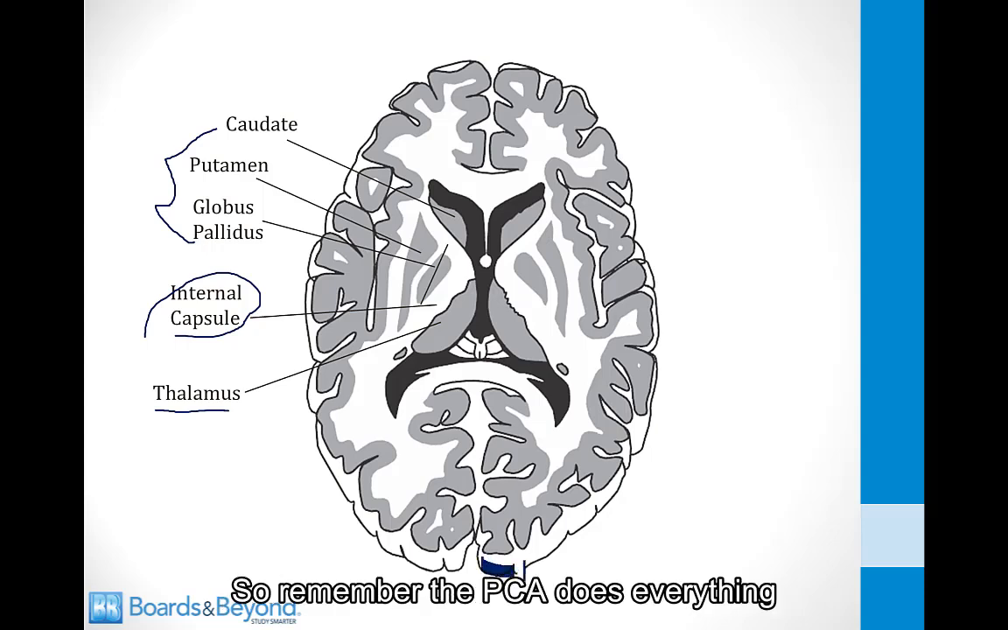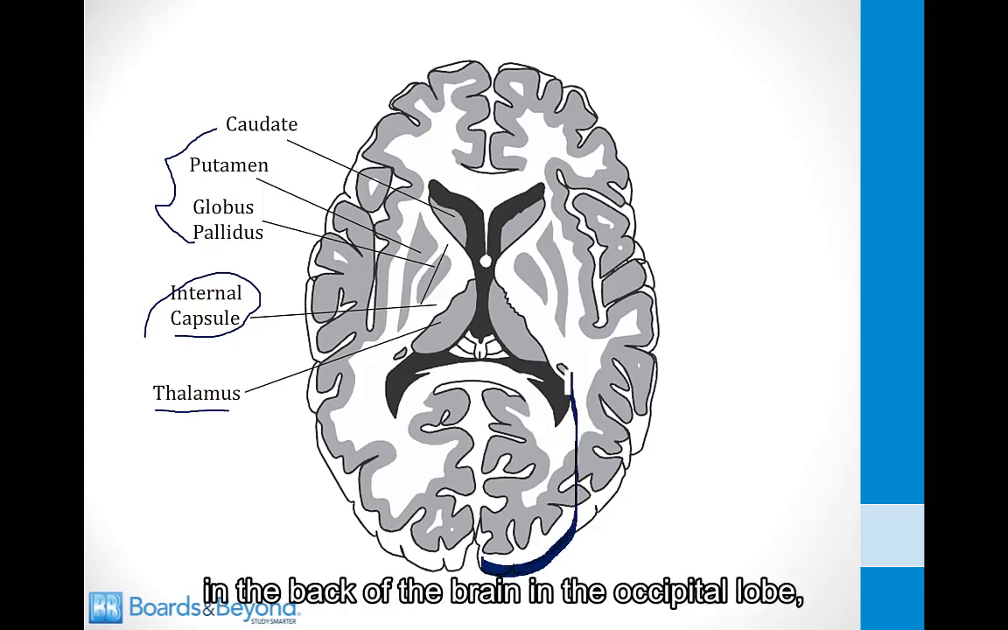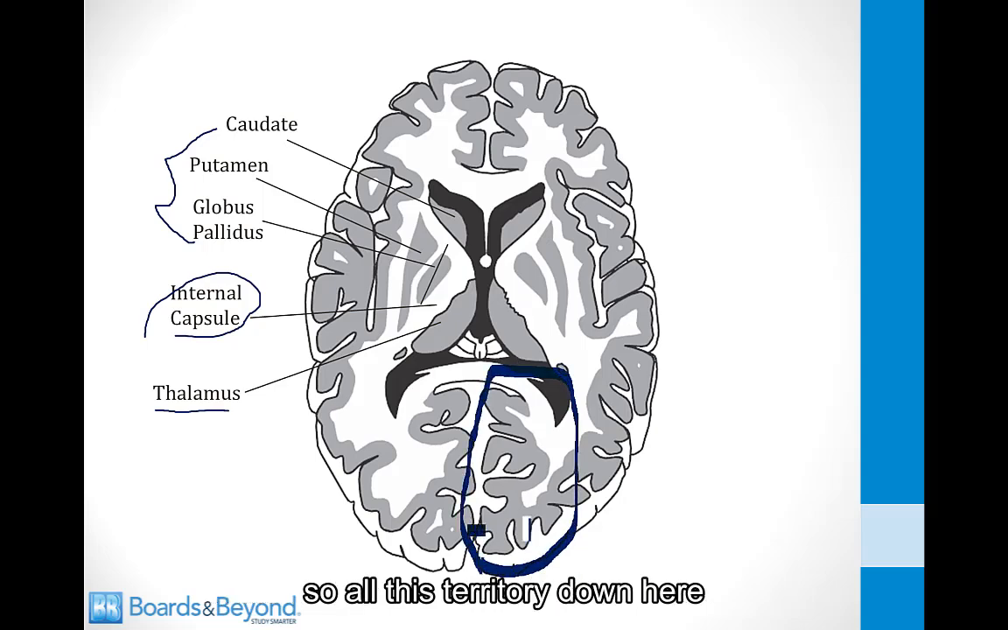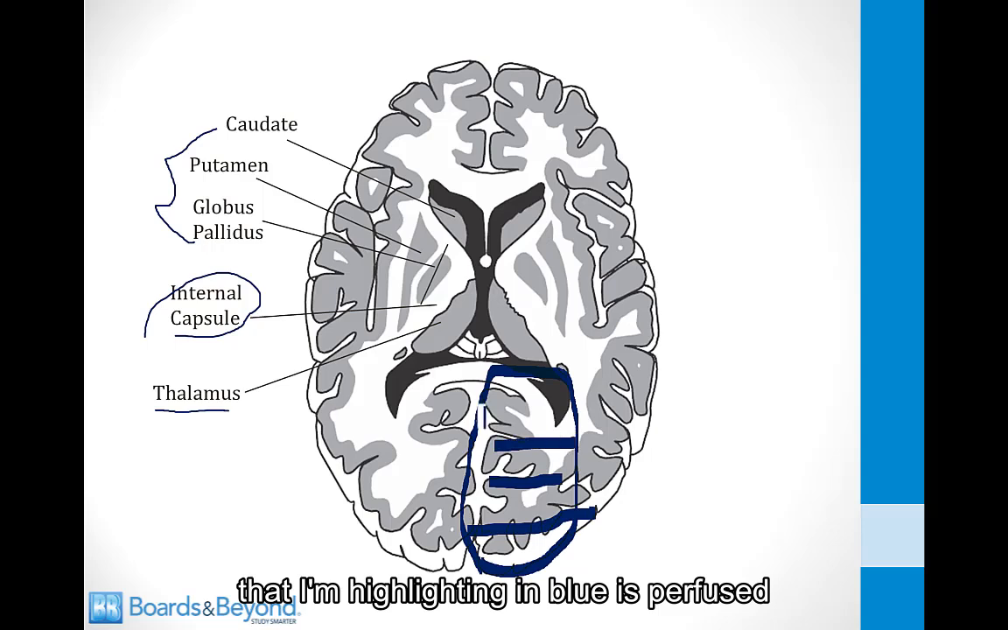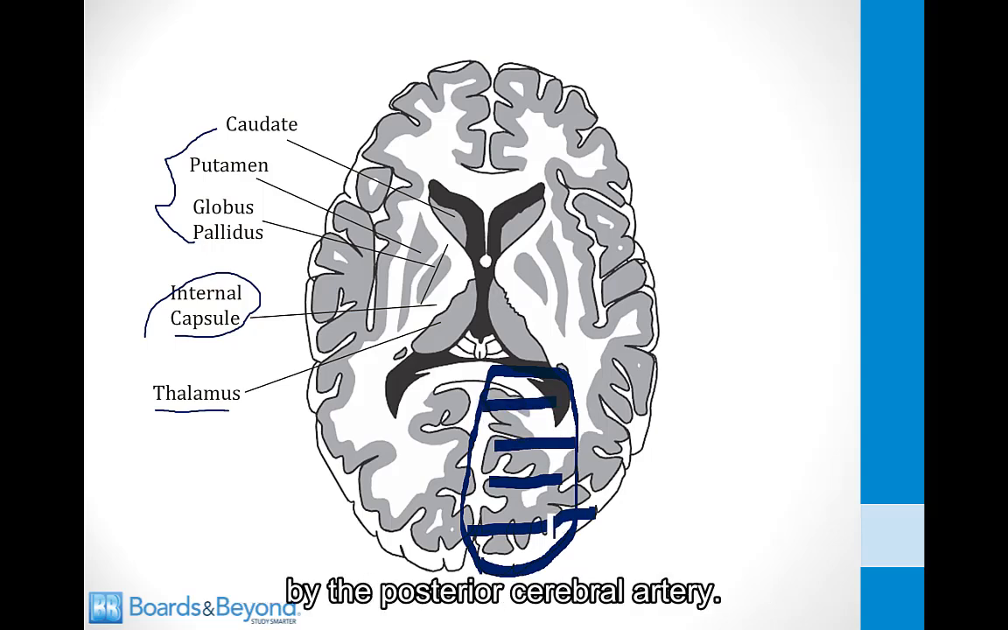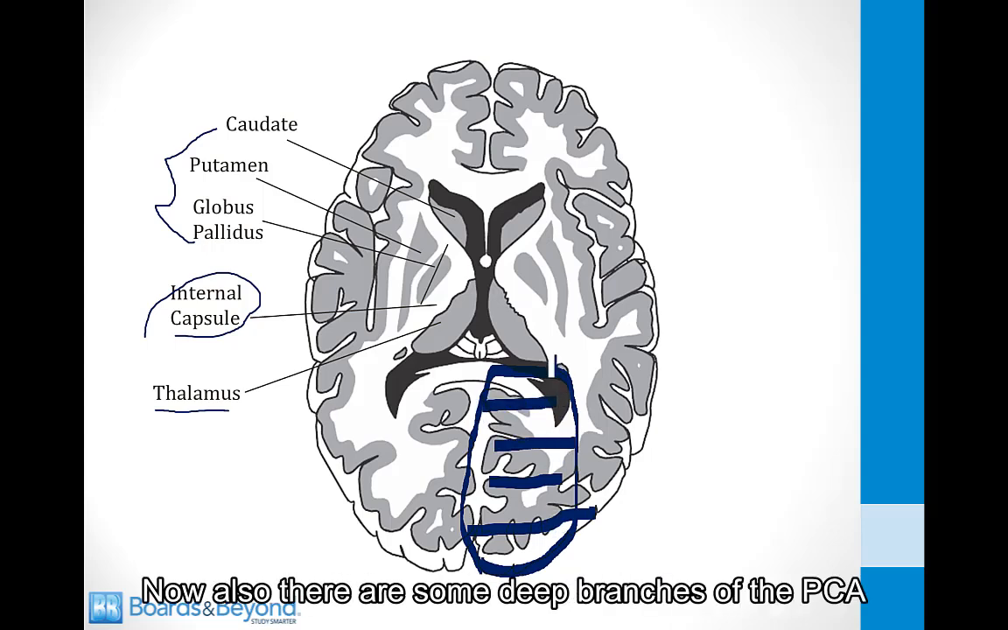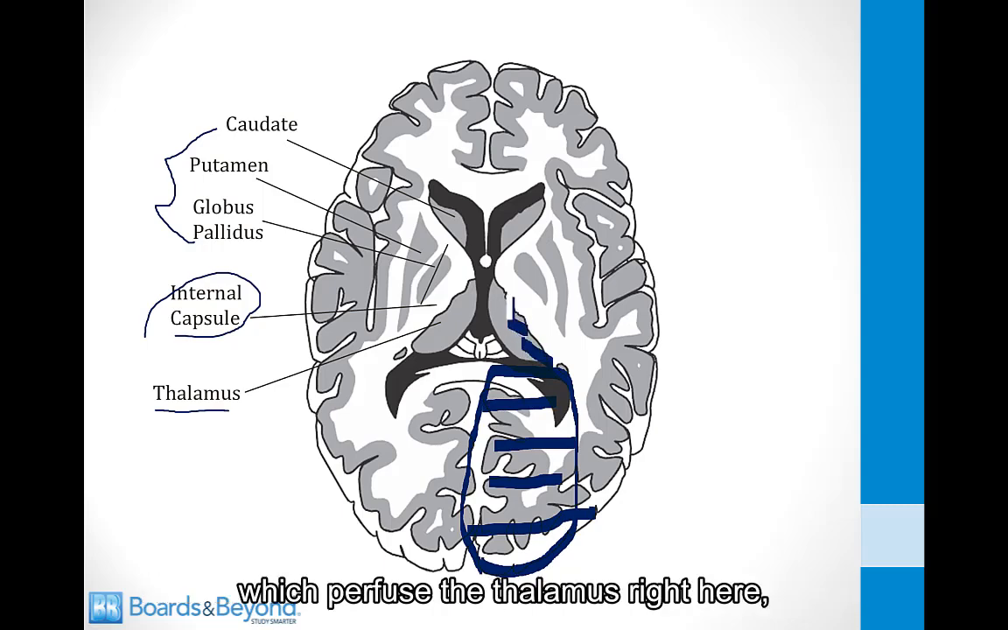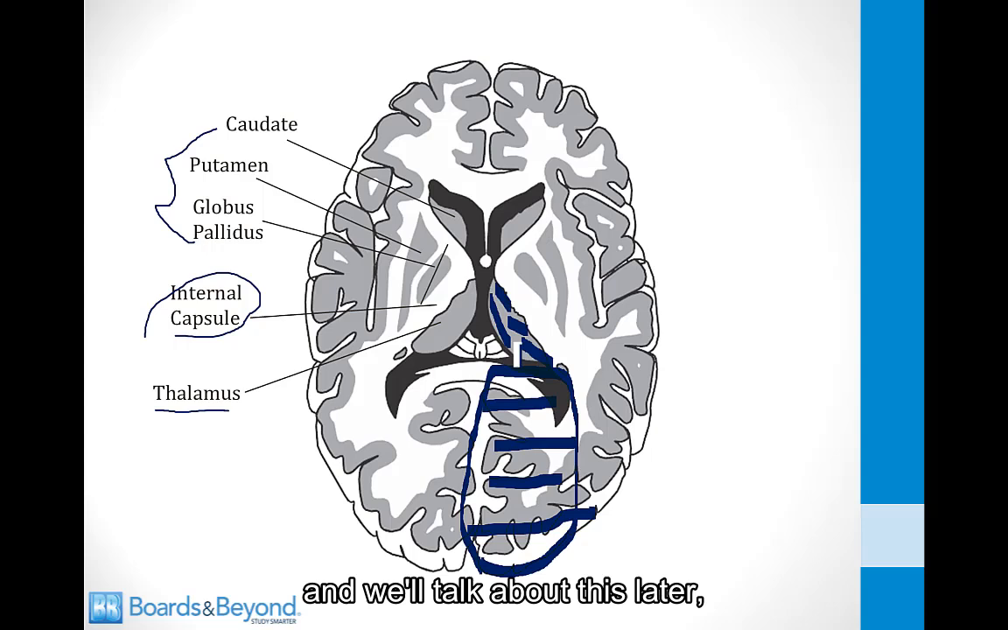So remember, the PCA does everything in the back of the brain in the occipital lobe, so all this territory down here that I'm highlighting in blue is perfused by the posterior cerebral artery. Now also, there are some deep branches of the PCA which perfuse the thalamus right here, and we'll talk about this later, but strokes of branches of the PCA can give you damage to the thalamus.